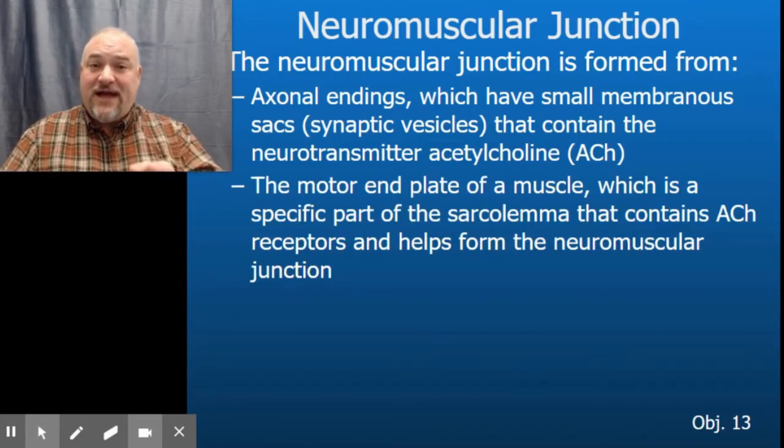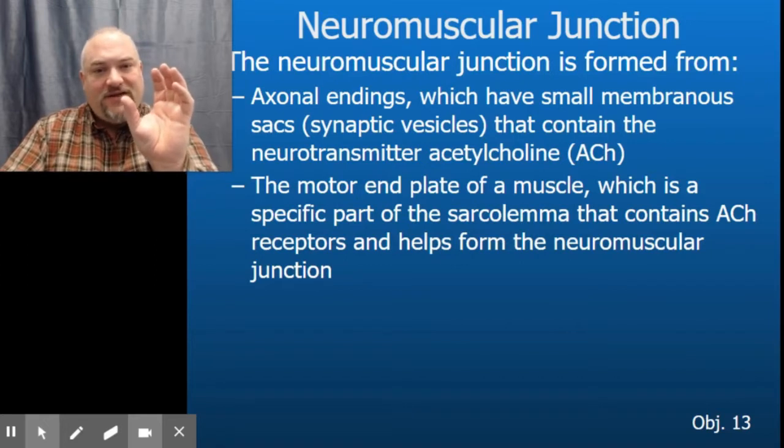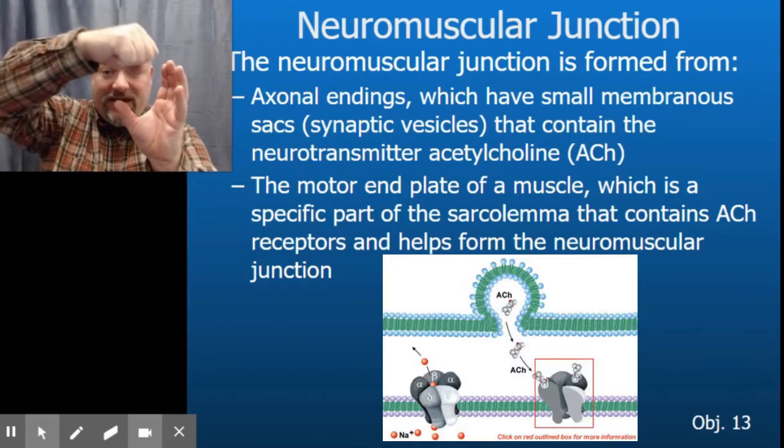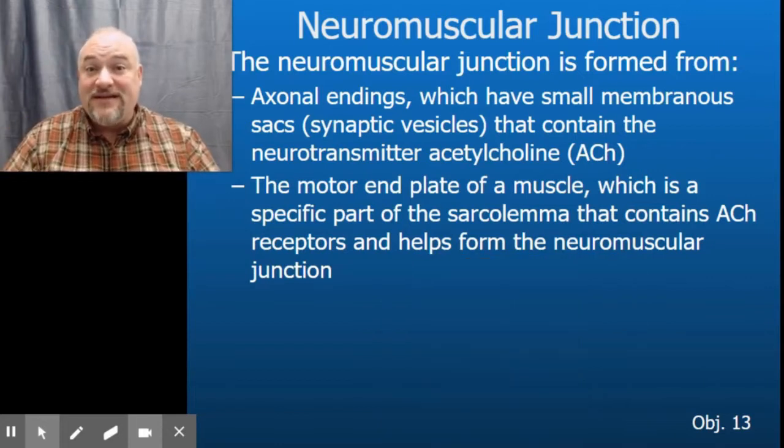Now, the nerve attaches to the muscle at something called the motor end plate. That's the attachment point. And I use attachment point loosely. That's a specific part of the sarcolemma that contains acetylcholine receptors. So it's got little proteins on the surface of the cell right there that are designed specifically to be the right shape to grab onto, let's say this is acetylcholine. Acetylcholine can come in and will bind to that receptor and tell that muscle that it's getting stimulated to contract.